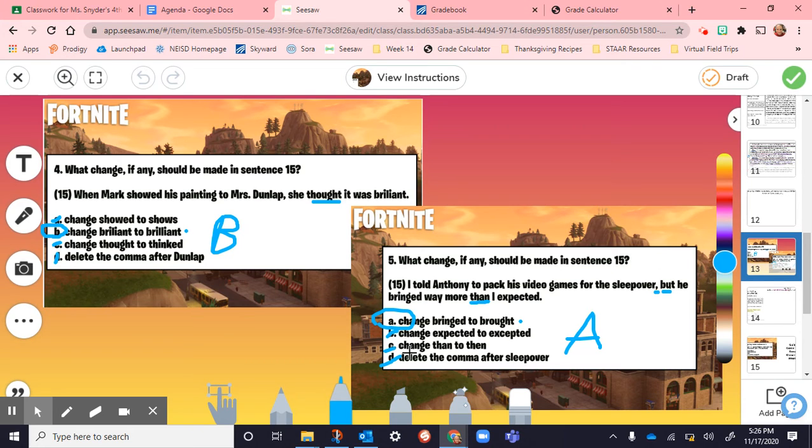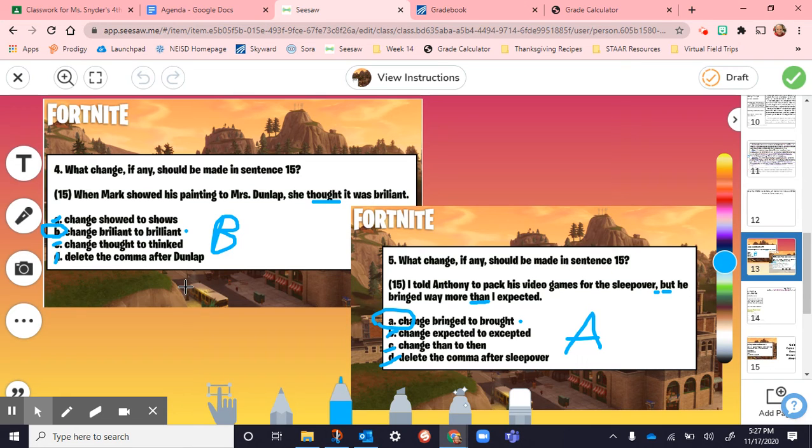So we went through, and all of these that said change this to this or this to this, we took the one that it wanted us to change and we plugged it in to see how it fit. And if it did not sound correct, then we knew that that wasn't our answer. So, for example, on C, if I changed thought to thinked, when Mark showed his painting to Mrs. Dunlap, she thinked it was brilliant. That's not correct. So we know that that's not our answer.